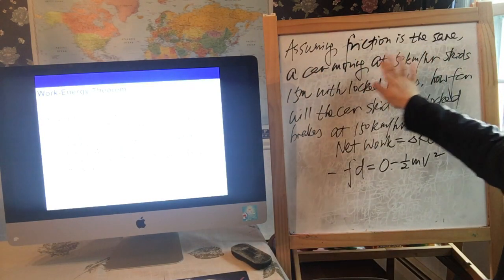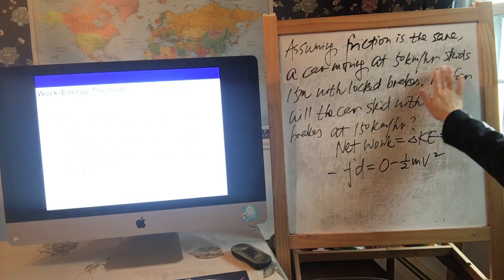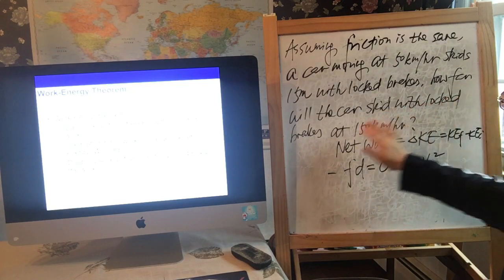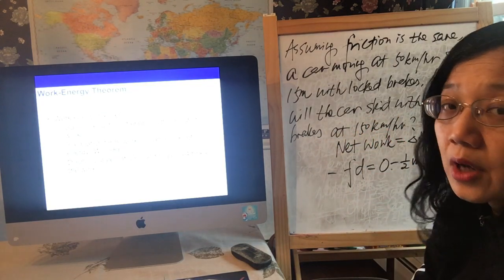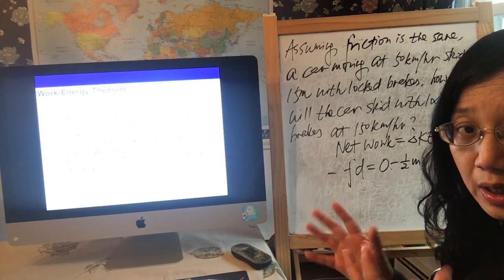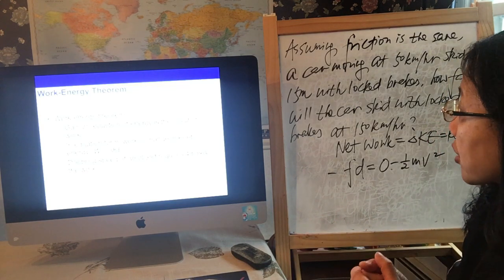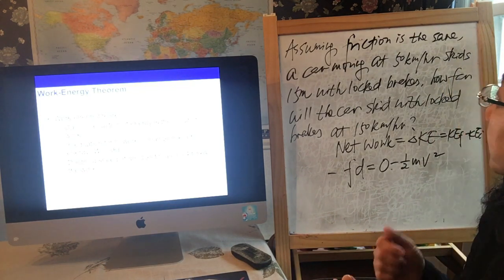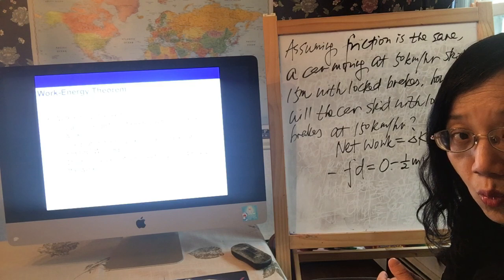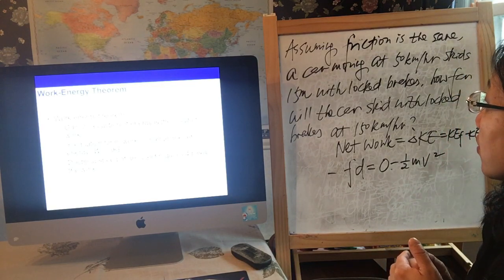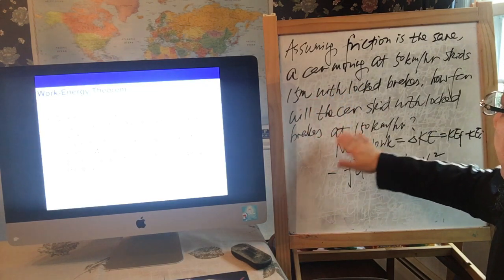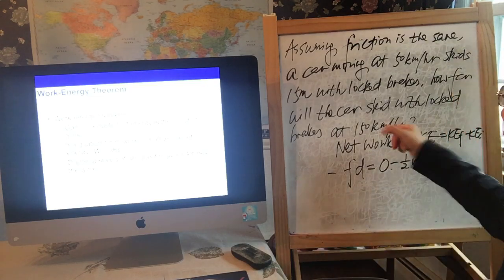So assuming friction is the same, a car moving at 50 kilometers per hour skids 15 meters with locked brakes. How far will the car skid with locked brakes at 150 kilometers per hour? So this question has two different scenarios. In both scenarios they have a lot in common: there's only friction, the same car, okay? But in the first case, the car is moving at 50 kilometers per hour. In the second case, the car is moving at 150 kilometers per hour. The first car is going to skid 15 meters. We want to find out how far the car is going to skid in the second scenario.